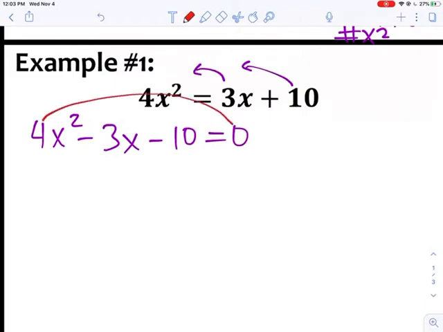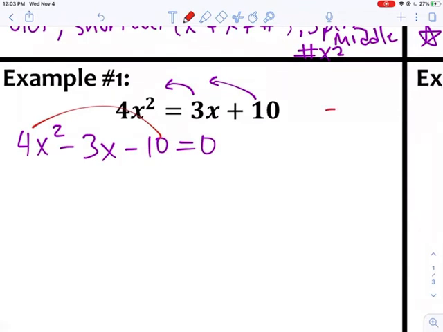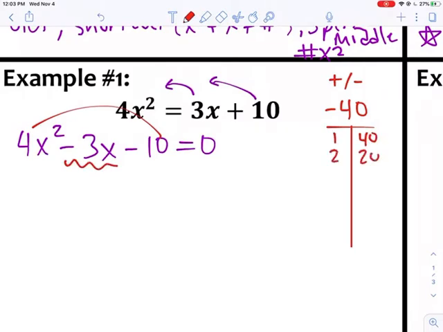We're going to multiply the first and the last. So 4 times negative 10 is negative 40. So in order to multiply to a negative, I'm going to need 1 positive, 1 negative. And I need factors that are going to get me to negative 3. So 1 and 40, 2 and 20, 4 and 10, 5 and 8. All right, so those are all my factors.